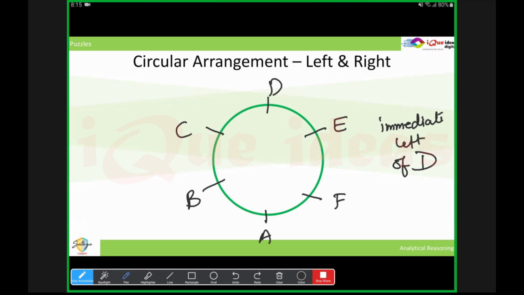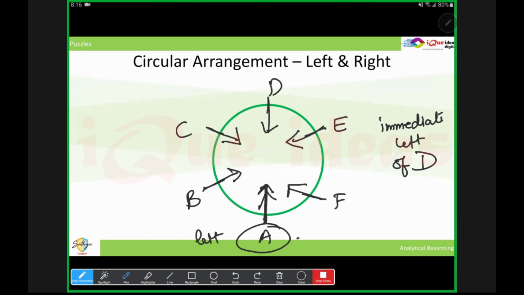Now here you need to be careful, right? Remember, when we sit in a circle, everybody is facing the center of the circle. Start from A. For A, this is the left hand side and this is the right hand side. For B, this is left. For C, this is left. But when we reach D, for D the left hand side is the other side, because D who is sitting there is facing the reverse direction. So the person to the immediate left of D is actually E.